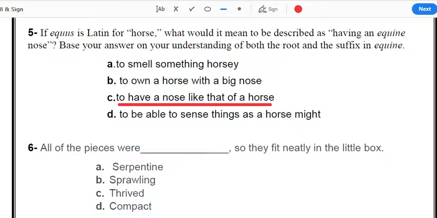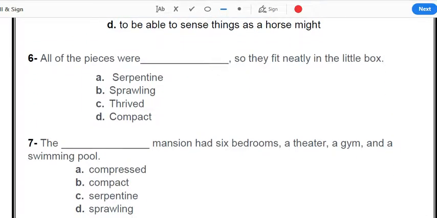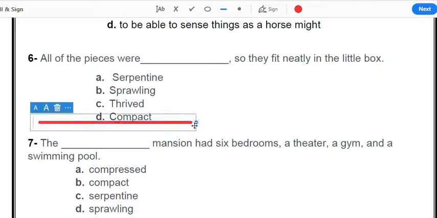Okay, number six. All of the pieces were spaced so they fit neatly in the little box. If the things fit neatly in the little boxes, this means there's no space for anything else, it means that they are compressed, so the closest meaning is compact.